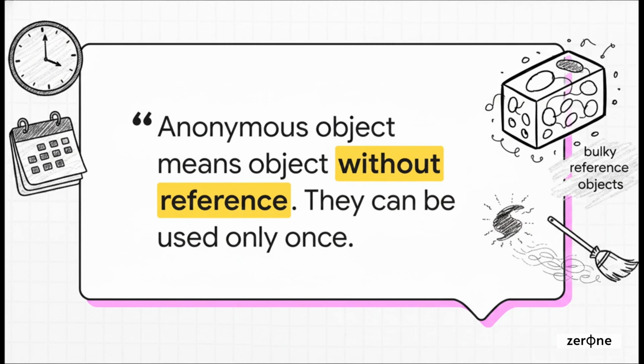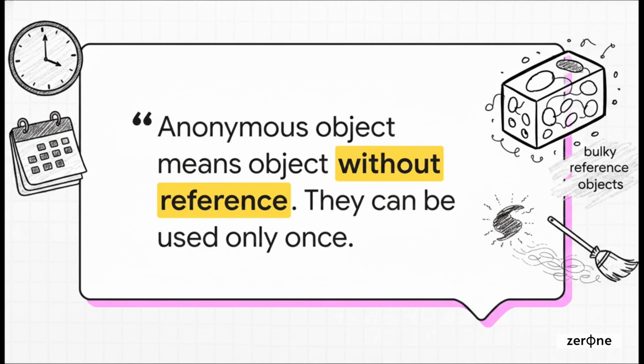Now, closely related to anonymous classes are anonymous objects. The absolute golden rule here is this. An anonymous object means an object without reference, and they can be used only once. Imagine you just need to get the current year. Sure, you could create a new date object, assign it to a variable, and then call getYear. But if you only need that object for that one single action, why store a bulky reference in memory? Instead, you just write new Date().getYear(). You instantiate the object and immediately call its method. It has no name, it has no reference, and it does its job perfectly before just being swept away by the garbage collector.